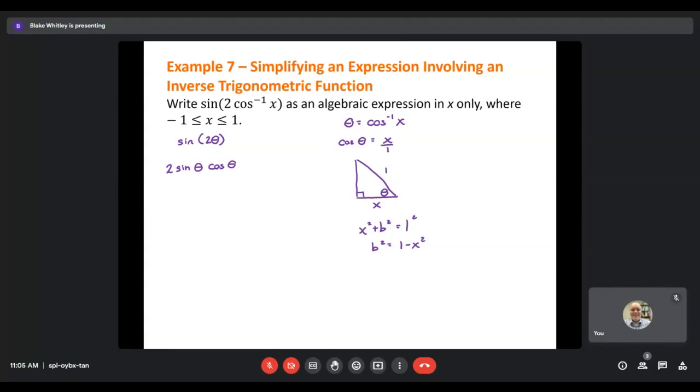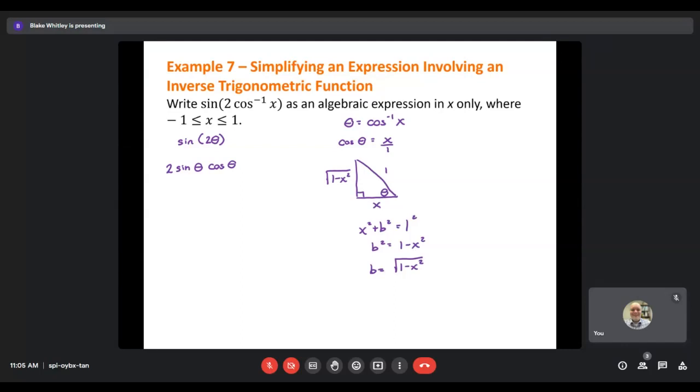And now we take the square root of both sides. So we get square root of 1 minus x squared. And on problems like this, we'll never have to worry about our quadrant or anything. So always just assume it's going to be a positive square root, not a plus or minus. So now we know this side over here, square root 1 minus x squared.